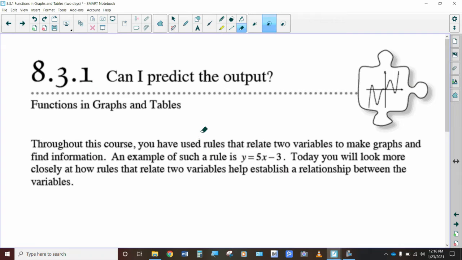Throughout this course, you have used rules that relate to variables to make graphs and find information. An example of such a rule is like y equals 5x minus 3. Today, you will look more closely at how rules that relate to variables help establish a relationship between them, that relationship that we have labeled a function.